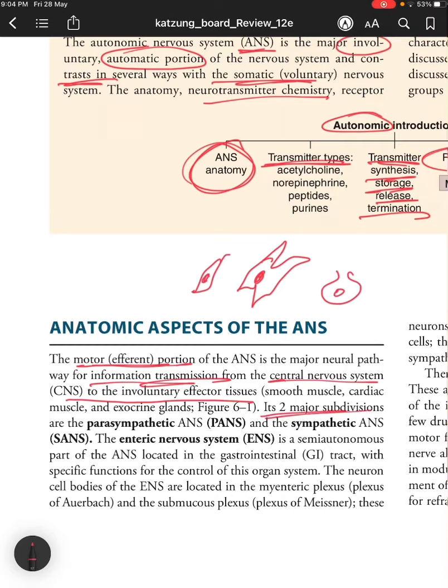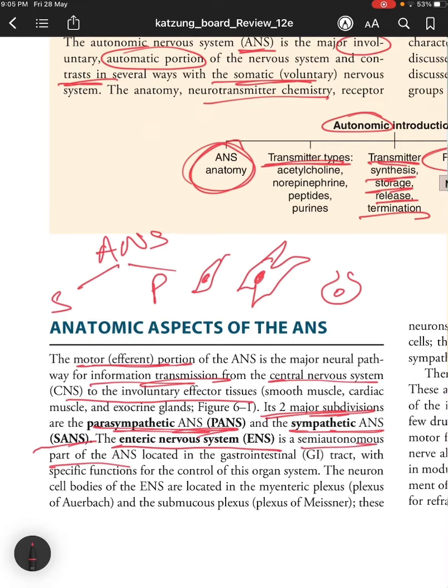Okay. So its two major subdivisions. The two major subdivisions of the ANS are sympathetic and parasympathetic. So the parasympathetic system and the sympathetic system. The enteric nervous system is a semi-autonomous part of the ANS located within the gastrointestinal tract with specific functions for the control of this organ system.